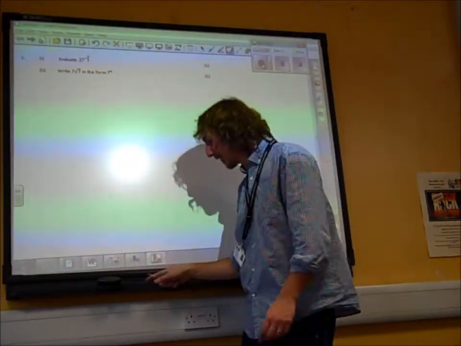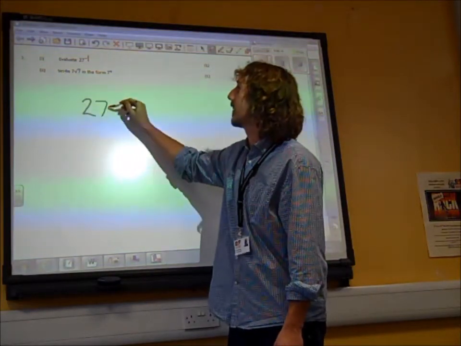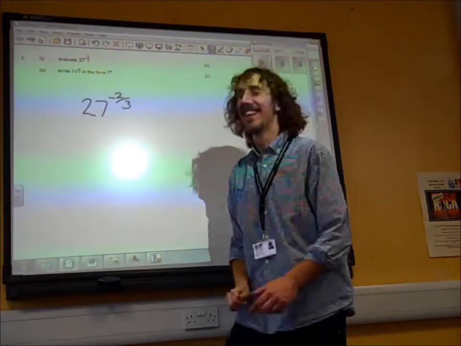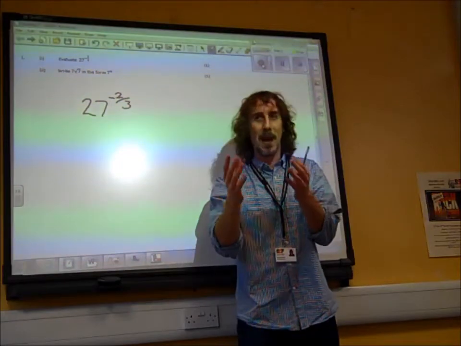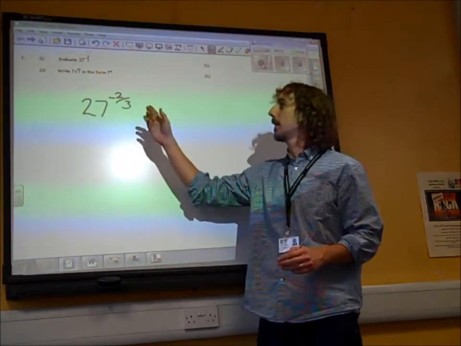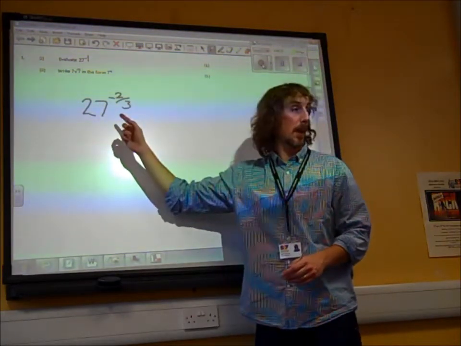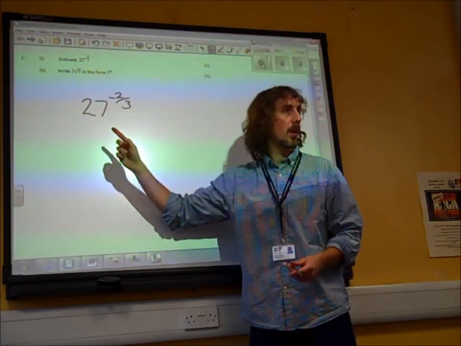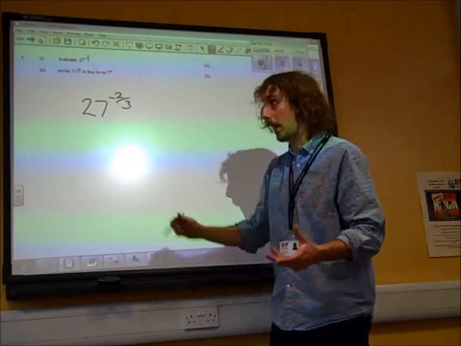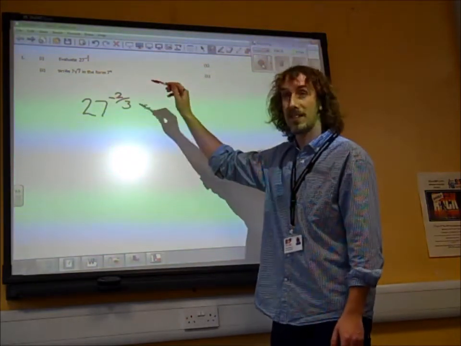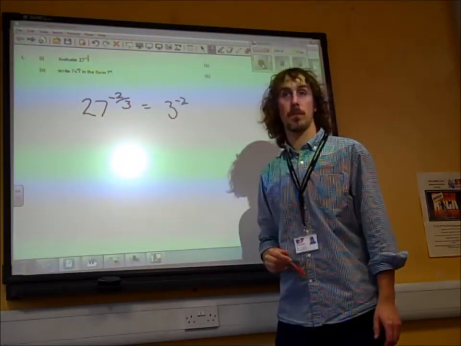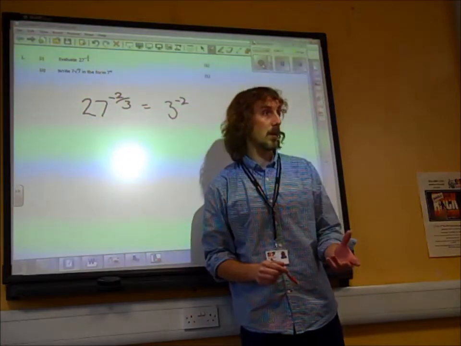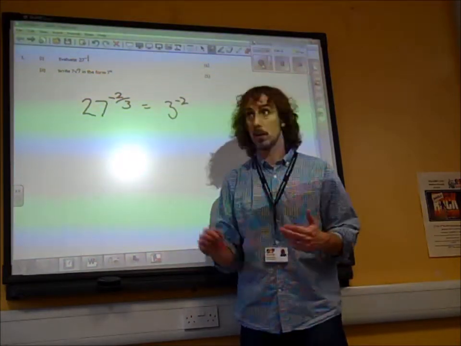Evaluate 27 to the minus 2/3. Right, well, we're going to unpick what's going on with the powers here. We've got a third as a power. That means the cube root, doesn't it? So the first thing we could do is use that to start with. The cube root of 27 is going to be 3. So it's 3 to the minus 2. The minus sign in the power means it's 1 over.